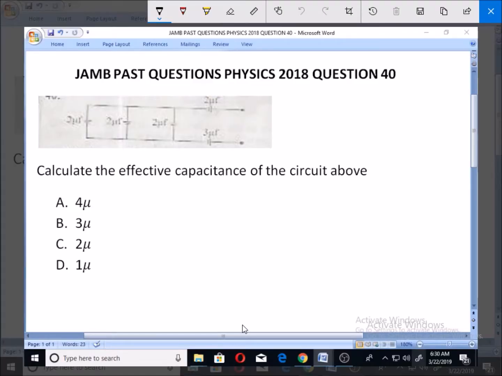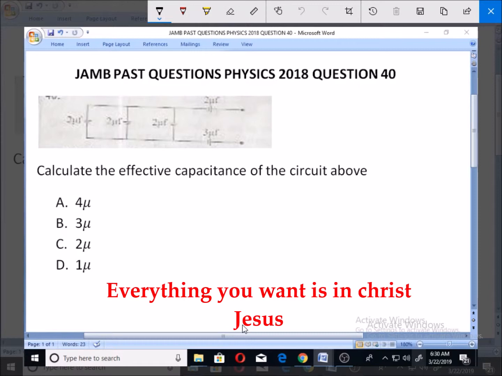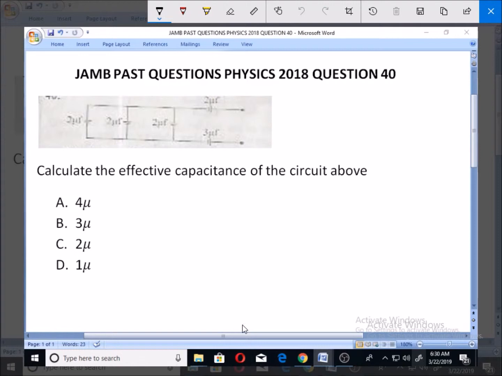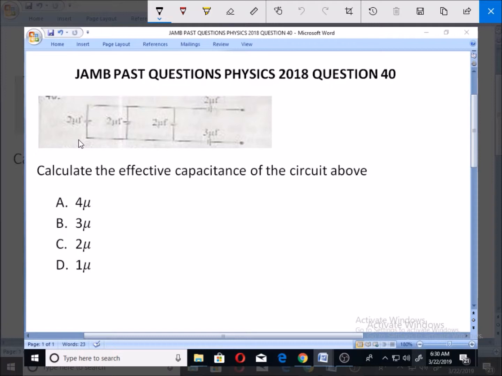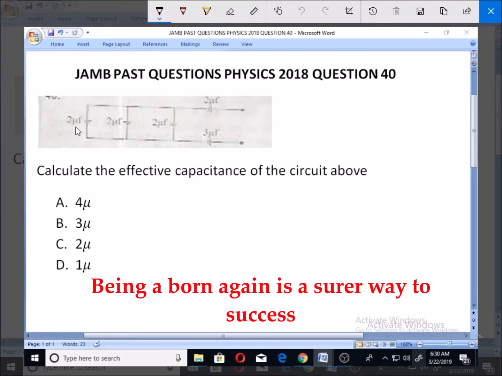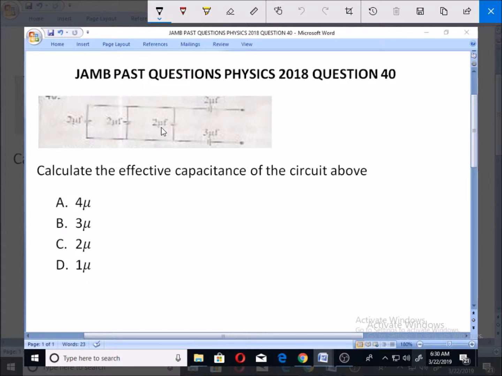Come, let's look at this question number 40, the last question for physics, JAMB past question 2018. Calculate the effective capacitance of the circuit above. This is the circuit with capacitors in parallel with capacitance 2 microfarad, another 2 microfarad and another 2 microfarad connected in series to 1 2 microfarad and 1 3 microfarad. So that is what we have.